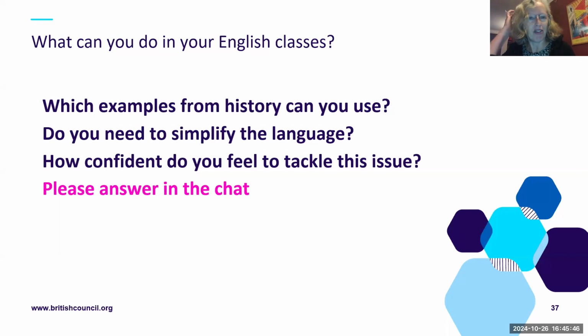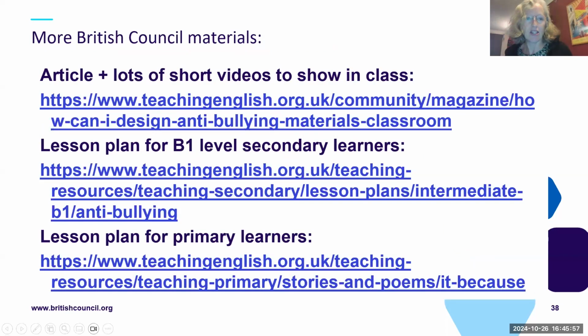Excellent ideas. While we're dealing with some questions, if anyone else has any other examples from history that they can put in the chat, things that they would use for this, please do. I just wanted to go over a couple of articles and lesson plans that you can use from the British Council materials. You'll get access to the slides later, but have a look at this. Here's a lesson plan in the middle for secondary learners that you could just take from the British Council Teaching English resources, and a lesson plan for primary students. So this might help you into this topic. Lots of short videos to show as well.